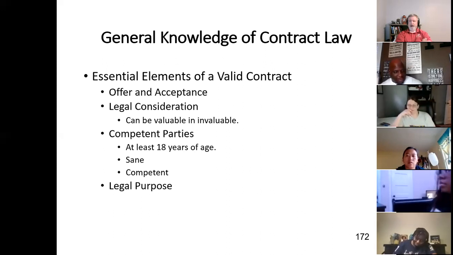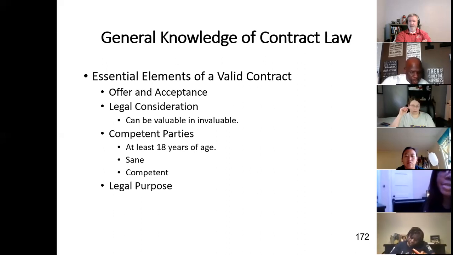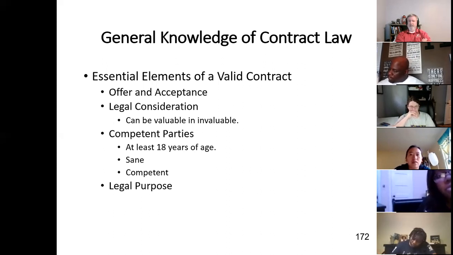But what does the law say a competent party would include? Well, it says they have to be of legal age. Y'all, what's the legal age here? 18, right? So you'd have to be at least 18 years of age. Legally, anyone under the age of 18 is considered incompetent. That's the law. Insane persons are considered incompetent.